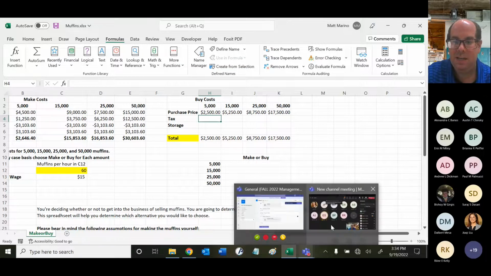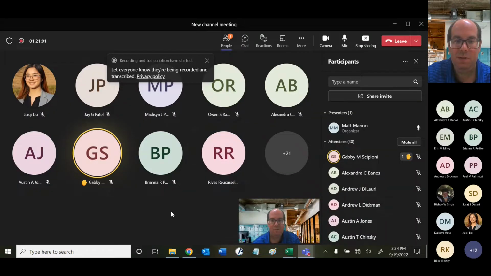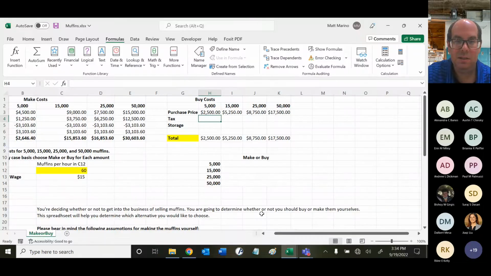Okay, so nobody else has any issues with that? Reeves, question? Yes, I was just wondering if you could highlight under the 5,000 beside the ingredients, just so I can see the formula again.